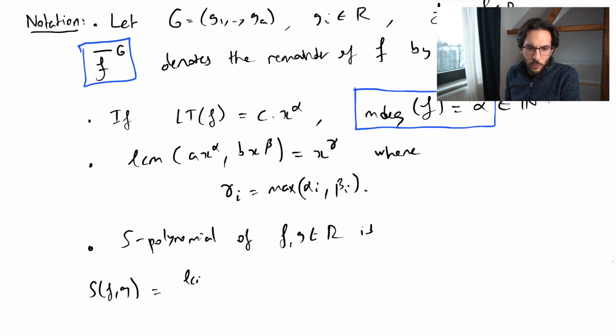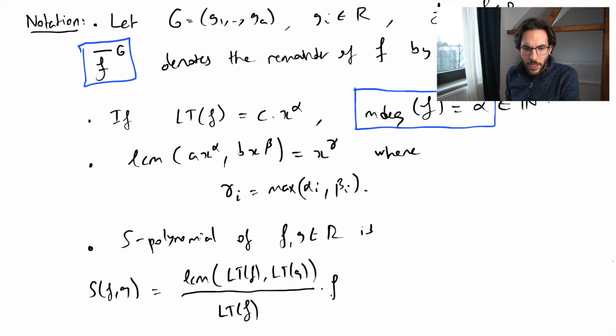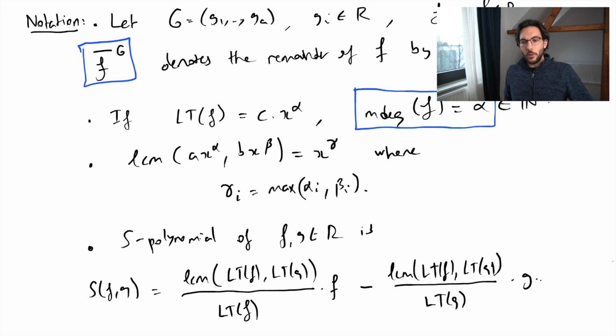You take the least common multiple of the leading term of f and the leading term of g. You then divide by the leading term of f and then multiply by f. That gives me one of the polynomials, and then I subtract from it the same thing for g. I take the same least common multiple, but I divide by the leading term of g and I multiply by g. So clearly the leading terms of these two polynomials will be the same. They will be a multiple of this least common multiple, and so they will cancel.